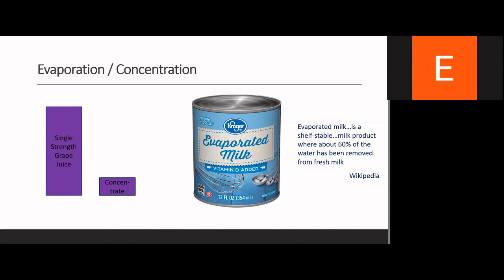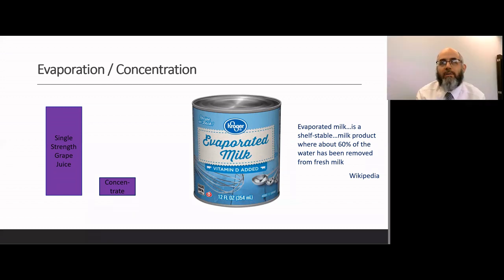You could spray dry the whole thing, but that would take a lot of energy. So instead, you first concentrate it to get a lot of the water out, and then you spray dry to get the rest of the water out. That's how you do it. So those are the examples we're going to use.